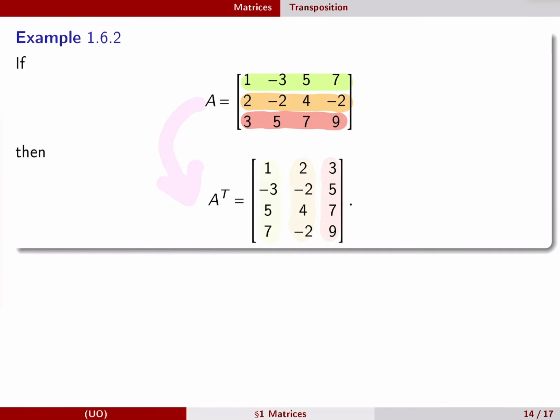Let's look at an example. I have here a matrix A with 3 rows, and we're going to transpose that matrix, going from A to A transpose. The way I like to do it is to take the first row, 1, -3, 5, 7, and it becomes the first column of the matrix A transpose. Then the second row, 2, -2, 4, -2, will become the second column of the matrix A transpose. And finally, the last row, 3, 5, 7, 9, will become the last column of the matrix A transpose. And that's as simple as it is.